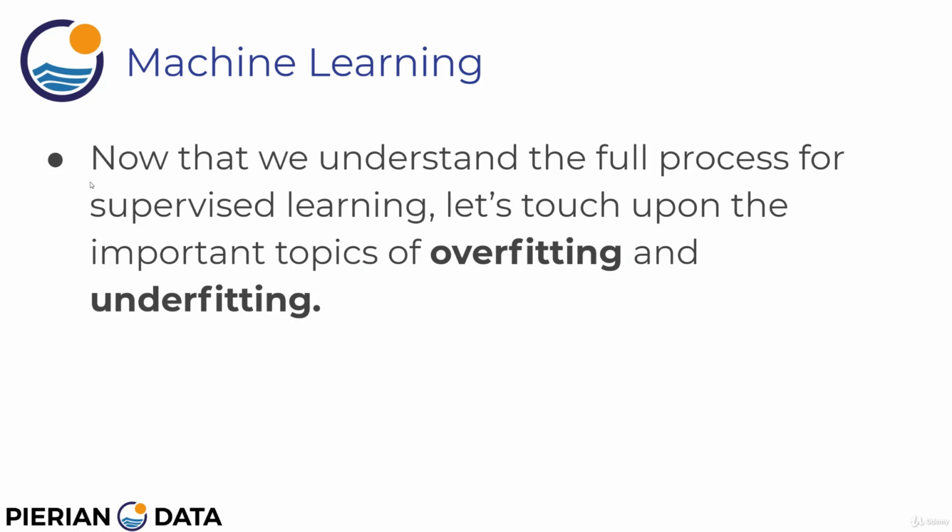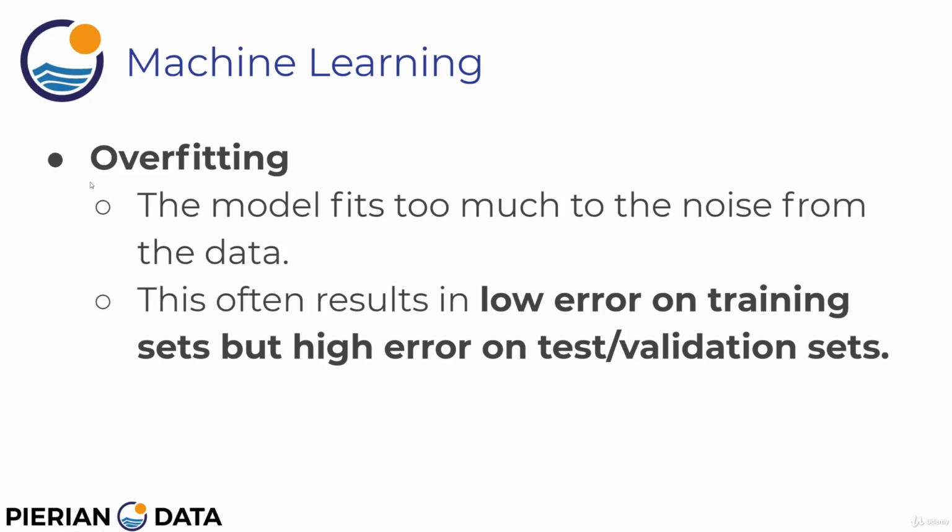So we understand now the full process for supervised learning: acquiring the data, cleaning the data, performing that sort of train test split or a train test validation split, and then training your model, comparing its results on the validation data, and then finally getting some performance metric on your test data, and then deploying your model to the real world. What I want to do now is touch upon the important topics of overfitting and underfitting.